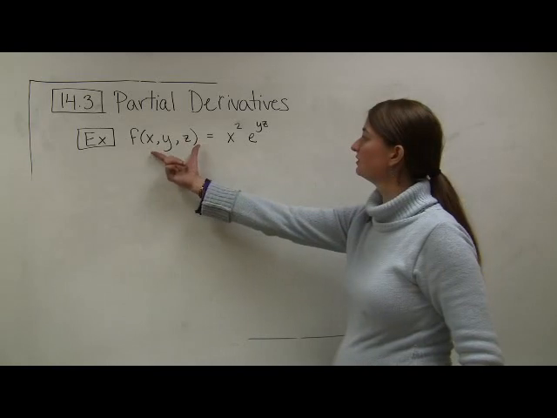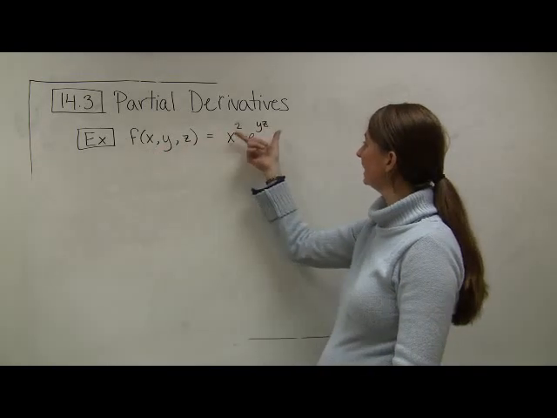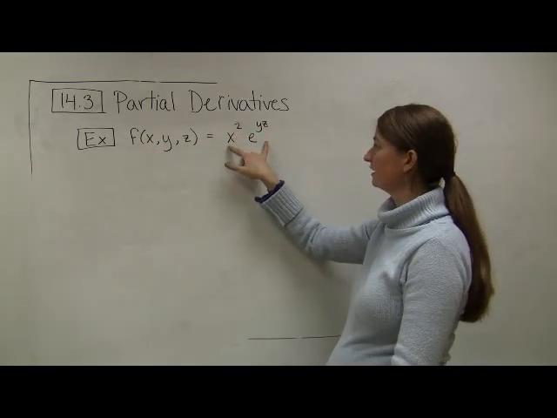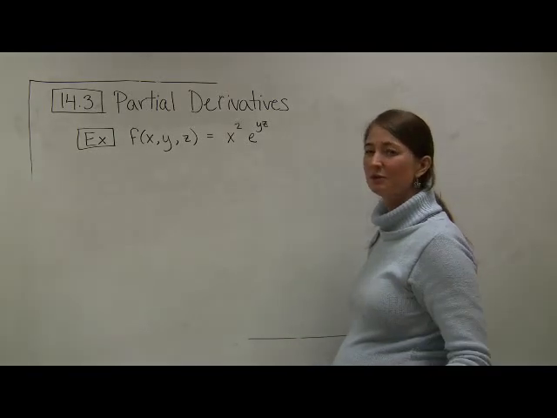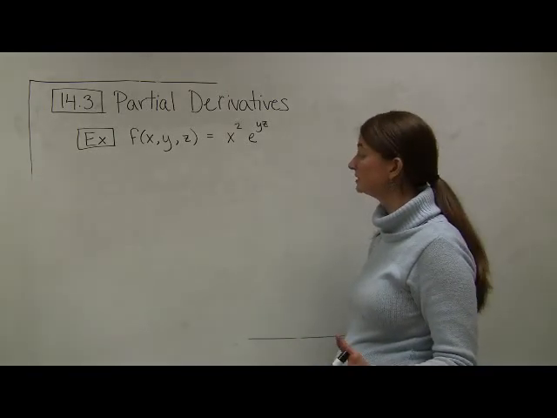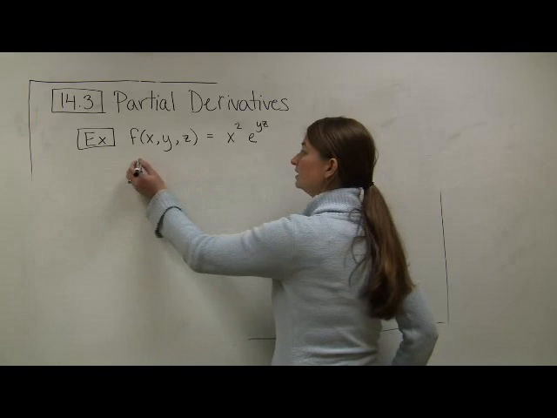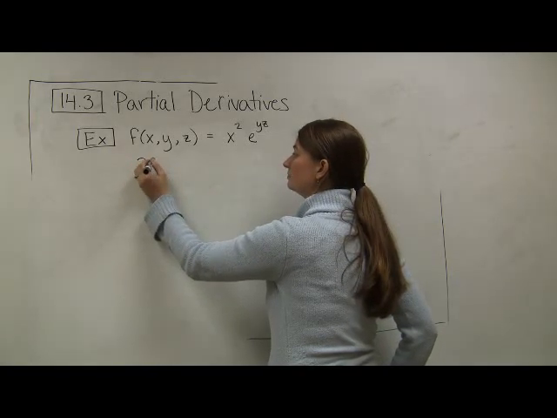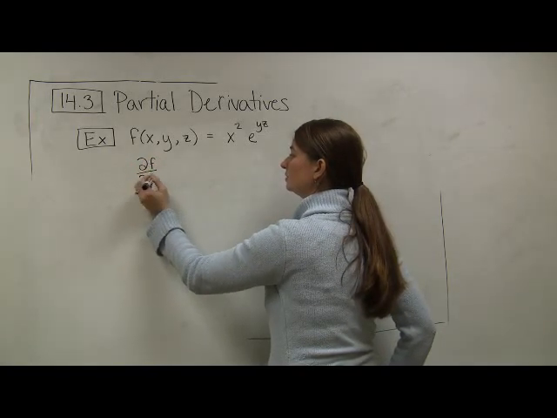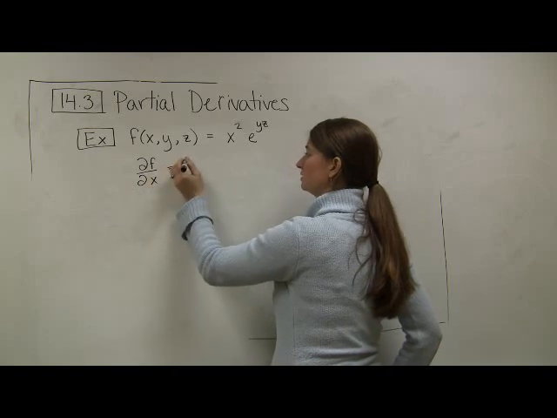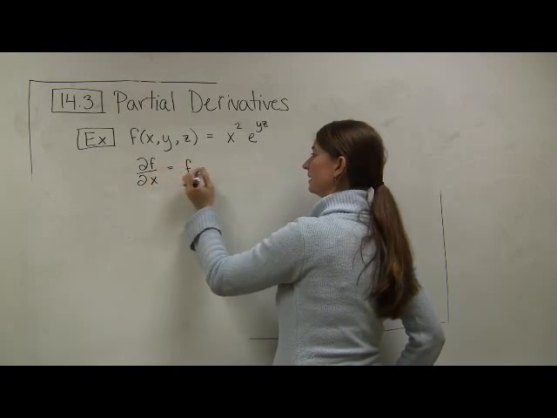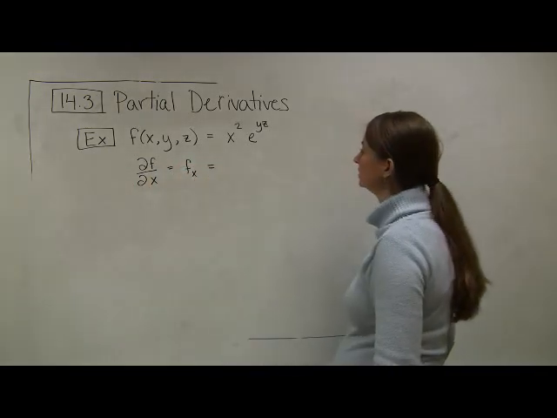So I have 3 different inputs in R^3, and I have a single real-valued output. Visually, we can't really interpret what's going on, but we can still compute partial derivatives. So the first thing that I'm going to do, I want to compute my partial derivative with respect to x, which is also written f sub x. What is this equal to?